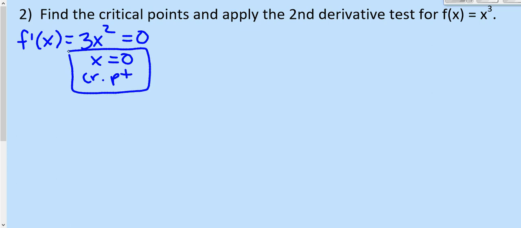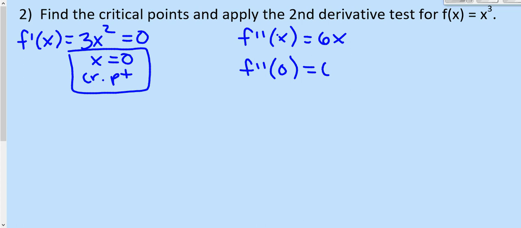And for the second derivative test, we find the second derivative, which would be 6x. To plug in our critical point, plug in 0. Oh no, it's happening again. We get 0. Test fails. What good is this test? It keeps failing.